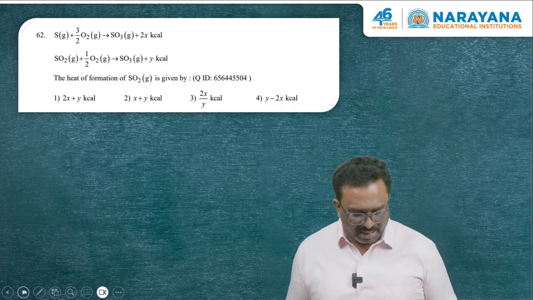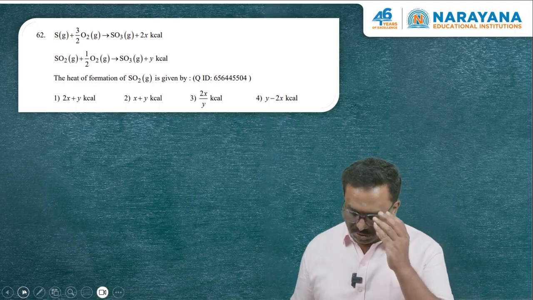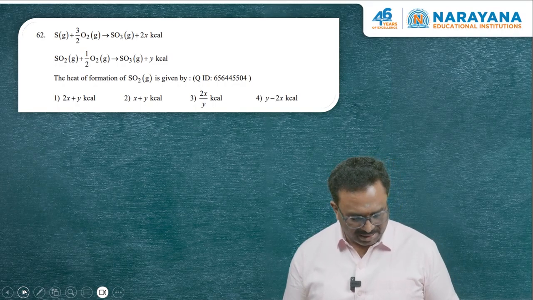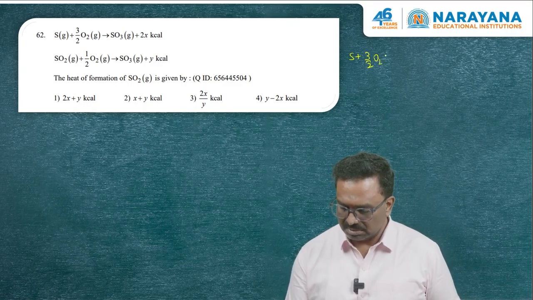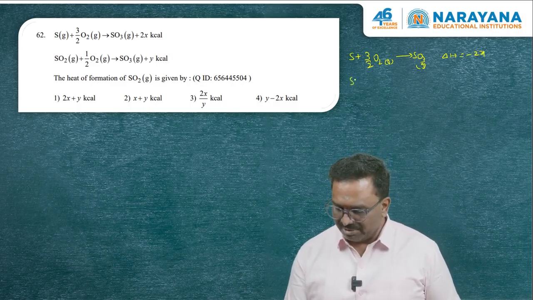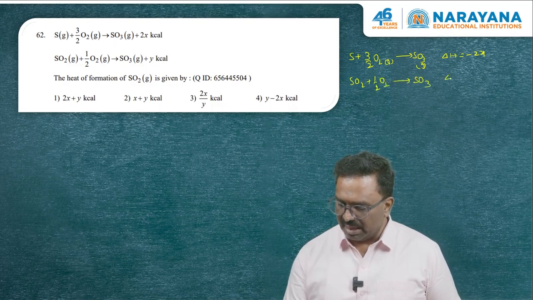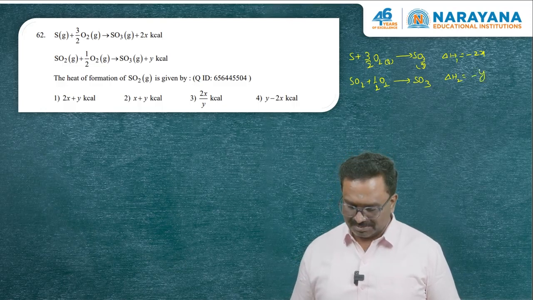See, sulfur by the reaction with oxygen forming SO3, plus 2x was given. We should be more careful about this one. Here, what happens is sulfur with gaseous oxygen forms SO3 gas, delta H is minus 2x because it is an exothermic reaction. And further SO2 with oxygen forms SO3. Here delta H2, let us call it, is minus y kilocalories.